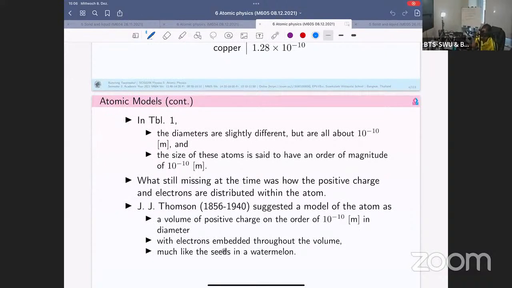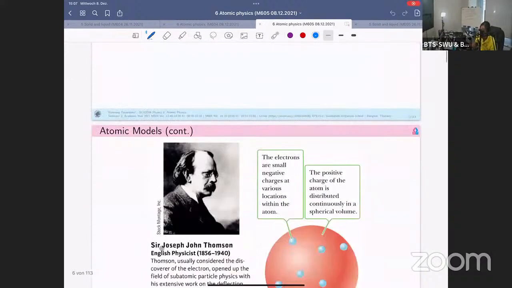The electrons are embedded throughout the volume, much like the seeds in a watermelon. If you take a look at the inside of the watermelon, you're going to see something red, and at the same time you would see the seeds, the black seeds or the brown seeds, inside the watermelon.